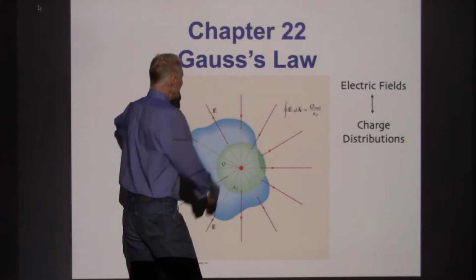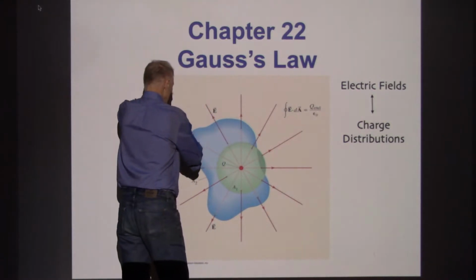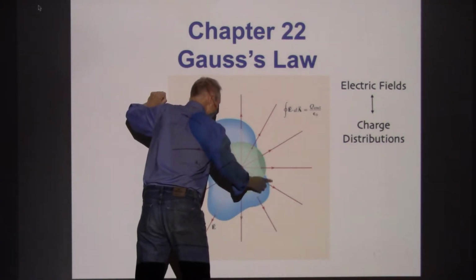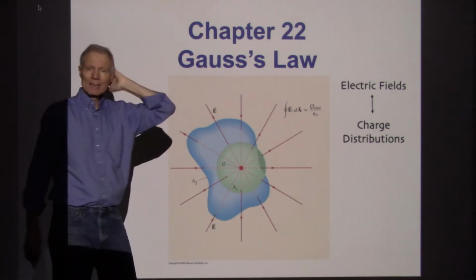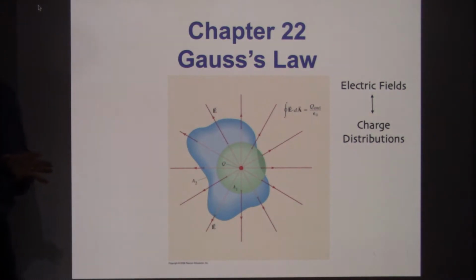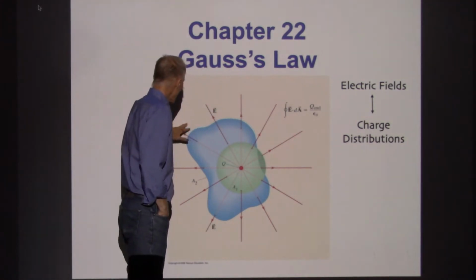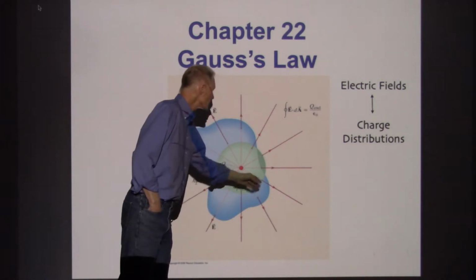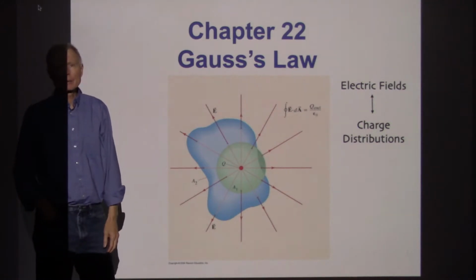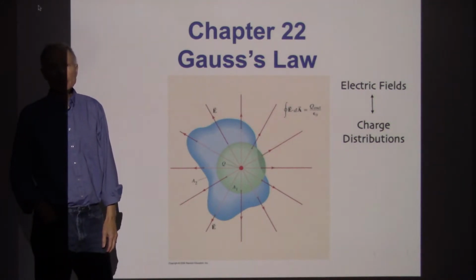Now, what would happen if I drew a surface that was crazy shaped? So let's say instead of drawing a nice symmetric surface to carry out the integration, I draw a crazy surface. Does Gauss's law still work? It still works, but it's no longer useful, because carrying out the integration along that blue surface is going to be too complicated. It's not going to be a practical calculation.